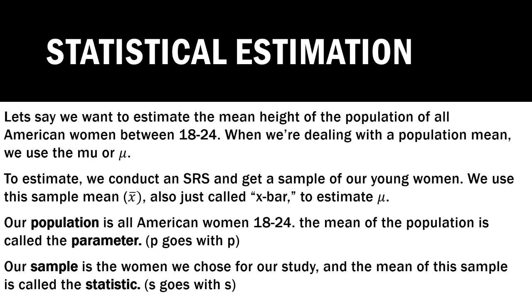That's all American women 18 to 24. And then the mean of that population is called the parameter. The way I remember that is P goes with P, population parameter. Our sample is going to be the group that we choose for our study to do the analysis on. So the 100 American women that we choose to do the research on is our sample. And the mean of that sample is called the statistic. Again, S goes with S.